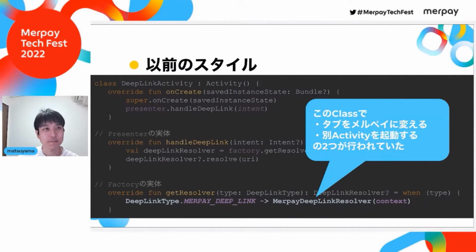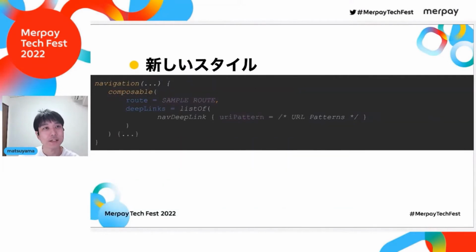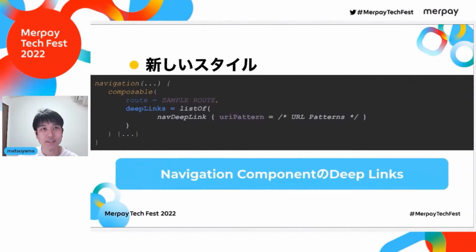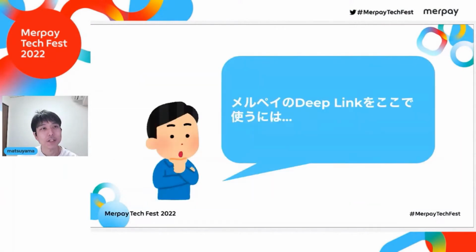Now, let's look at deep link handling in the new application. Deep link in the navigation component is now used. The notation is not XML, but Jetpack Compose notation is used. The format is to pass a list to navDeepLinks to deepLinks. So now we can just create the new deep links. However, on the other hand, how can we use the existing Merpe deep link group within this framework?